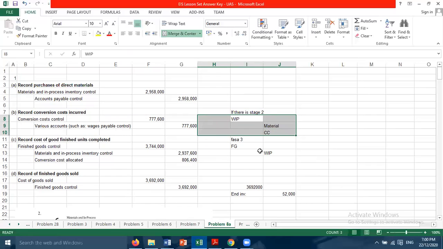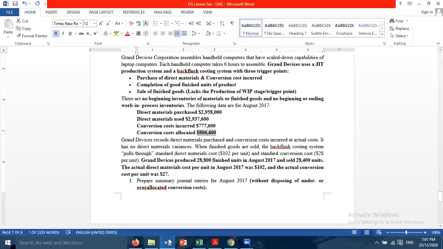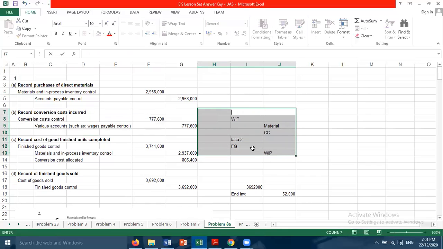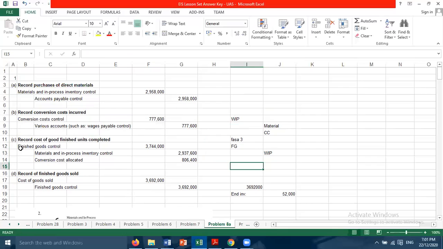And then in stage three, all we need to do is debit finished goods and credit work in process. However, since Grand Devices uses backflush costing, and they skip stage two, we don't use this journal. What we use is instantly finished goods control, and we credit materials and conversion costs. Okay, right. So that's for C.